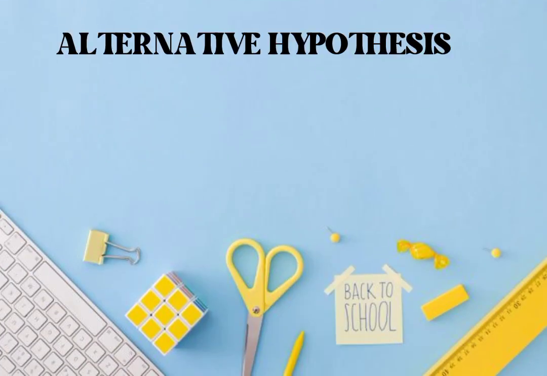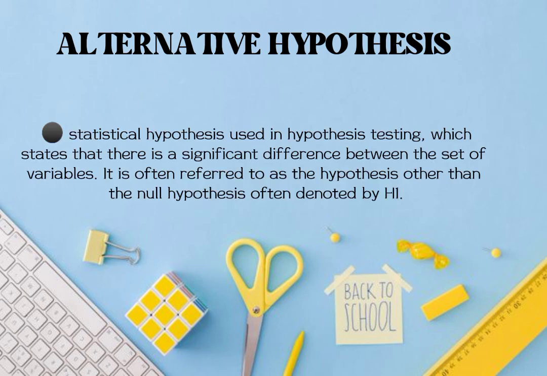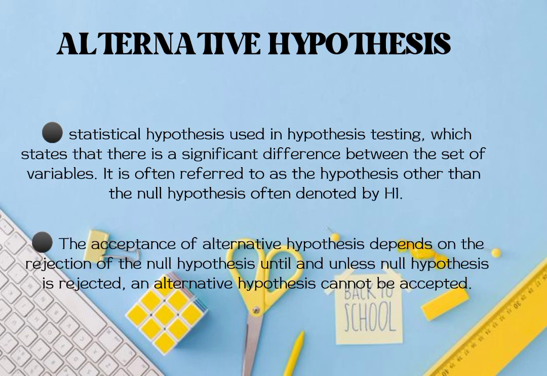What is alternative hypothesis? A statistical hypothesis used in hypothesis testing which states that there is a significant difference between the set of variables. It is often referred to as the hypothesis other than the null hypothesis, often denoted by H1. The acceptance of alternative hypothesis depends on the rejection of the null hypothesis. Until and unless null hypothesis is rejected, an alternative hypothesis cannot be accepted.